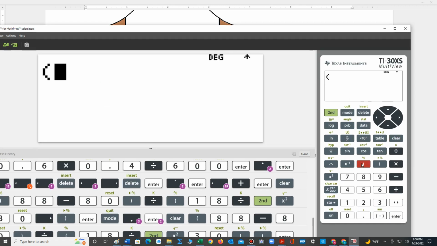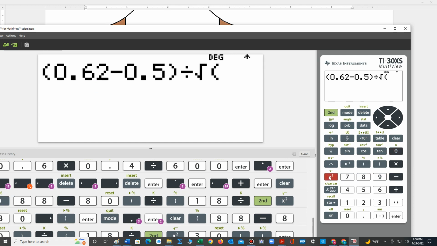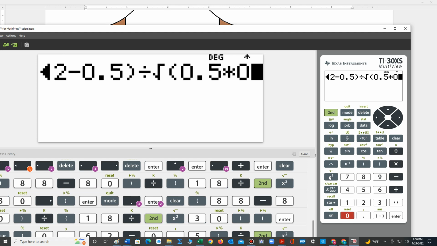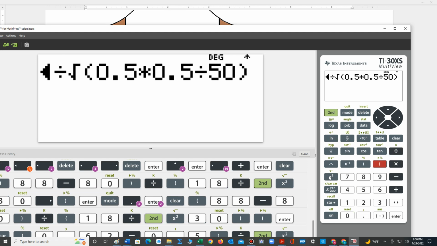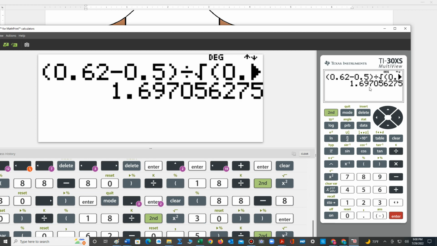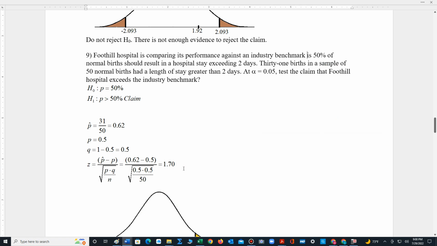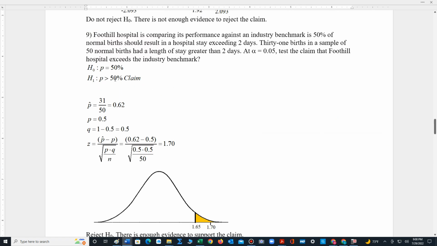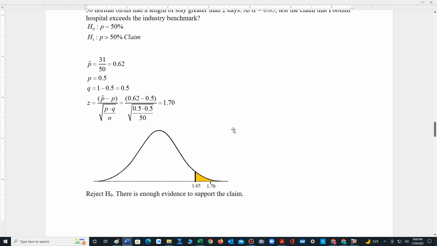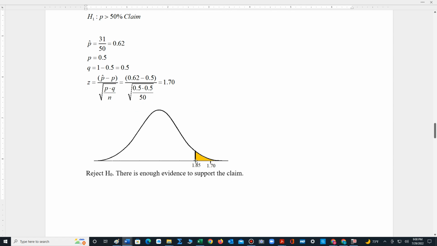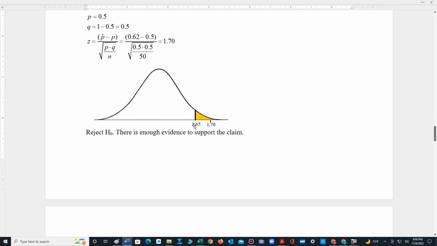Let's use our calculator to perform that computation. So we have 0.62 minus 0.5, divided by the square root of 0.5 times 0.5 divided by 50. Hit enter. We get 1.697, which rounds to 1.7. Since it's a right-tail test, and we always use the z-test when testing for proportions, we look up our critical value for one tail, 0.05, to get 1.65. The test point does fall in the critical region, so we reject H0. We can use our summary chart to determine that there is enough evidence to support the claim.